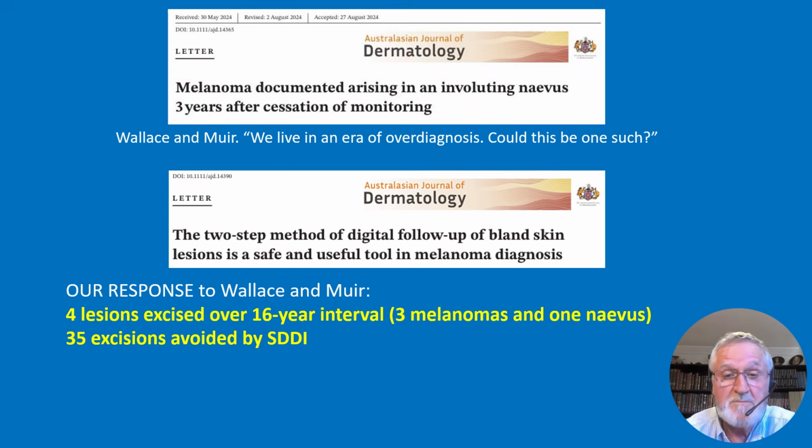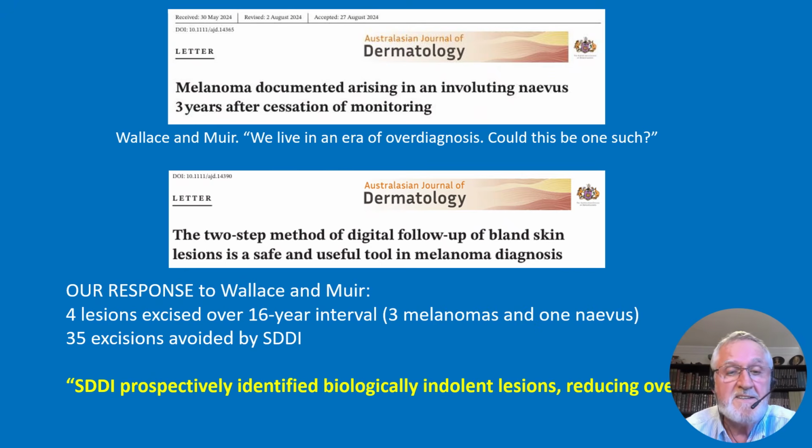Our response to Wallace and Muir was that in this particular patient, with the melanoma arising in an involuting nevus, over a 16-year period, we excised 4 lesions, just 4, no more. 3 of those were melanomas, and 1 was a nevus. 35 excisions were avoided by serial dermatoscopic digital imaging. SDDI, that's monitoring, prospectively identified biologically indolent lesions, reducing overdiagnosis. That's what we stated in our reply to their paper.